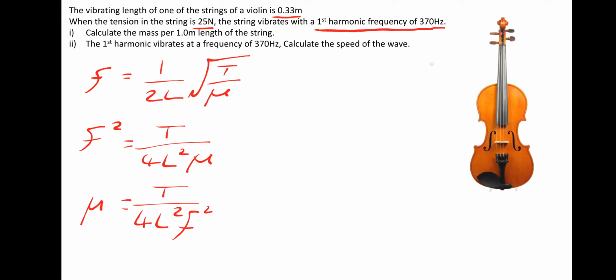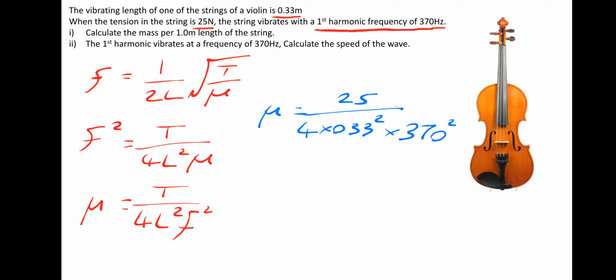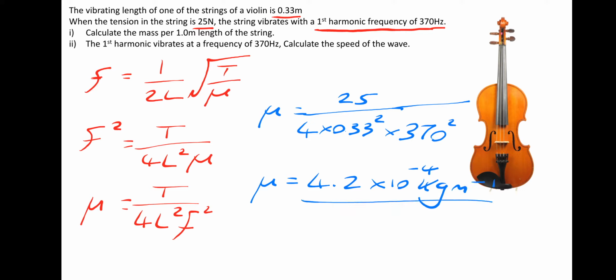So the mass per unit length is equal to 25 divided by 4 times L squared, so times 0.33 squared, times the frequency squared, 370 squared, the fundamental frequency. Put that in our calculators, and we get mu, the mass per unit length, to be 4.2 times 10 to the minus 4 kilograms per meter. Hopefully that's okay.